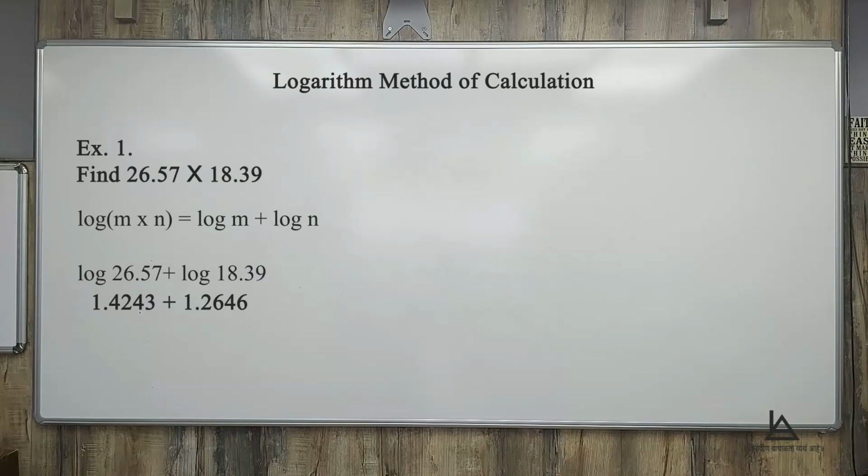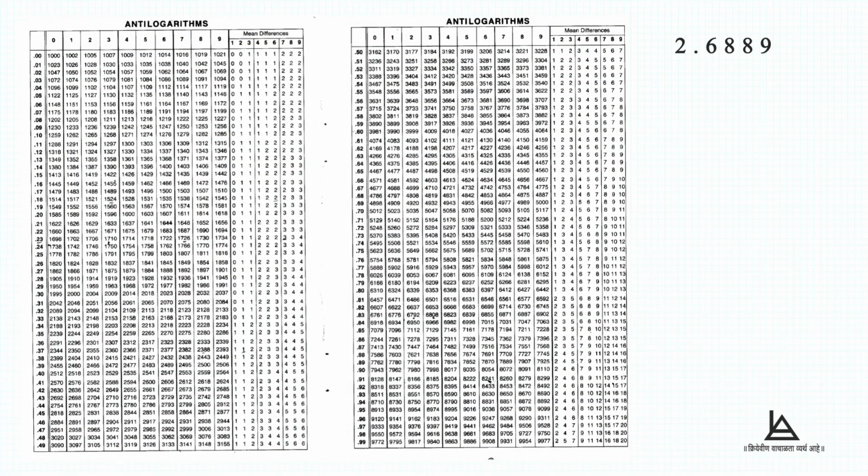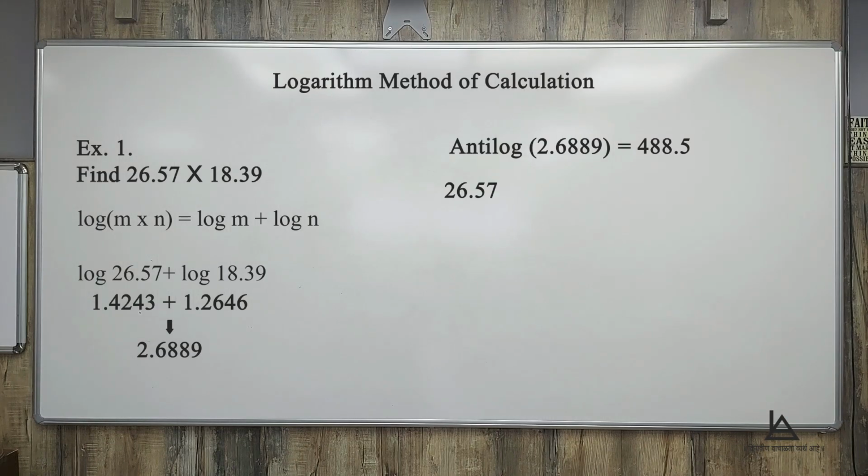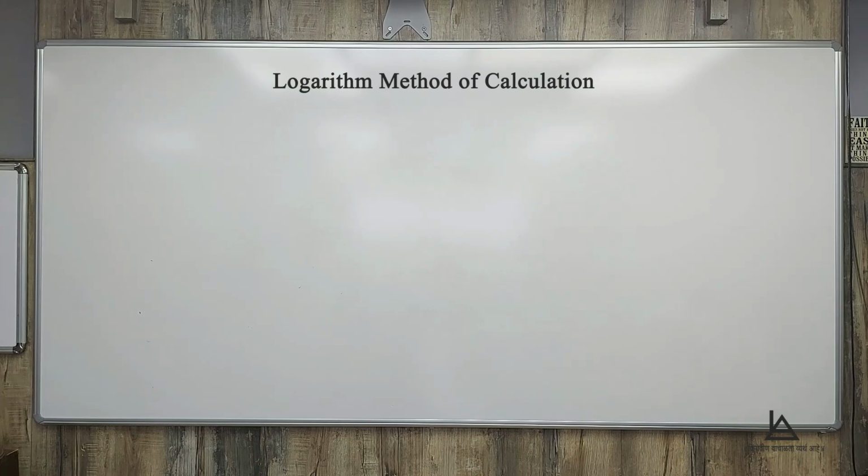Add these powers of 10 because remember log of m into n is log m plus log n. So 1.4243 plus 1.2646 is 2.6889. Remember, now we have to find out antilog of 2.6889. Go to the antilog table and find out antilog of 2.6889. Turns out to be 488.5. Thus, we have arrived back in set A, if you remember. Thus, 26.57 multiplied by 18.39 is 488.5. Let's take second example.